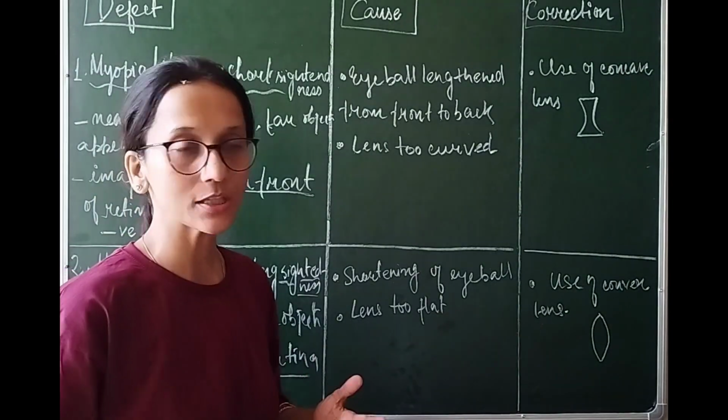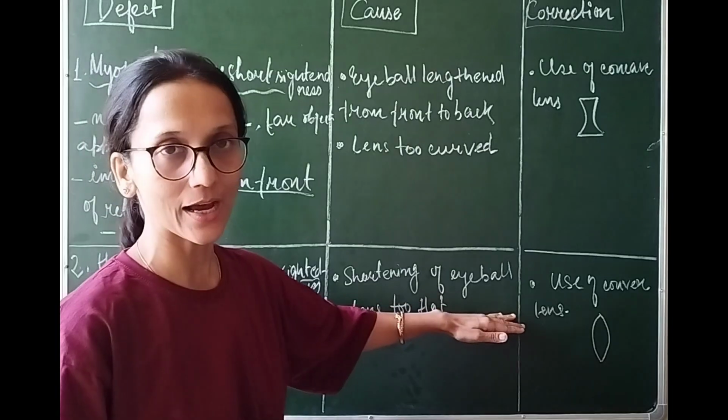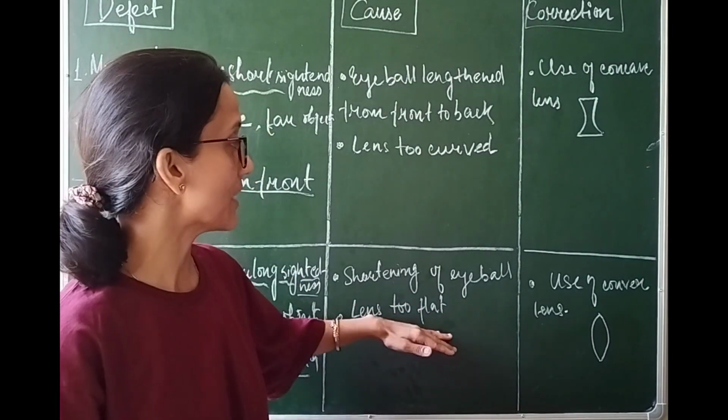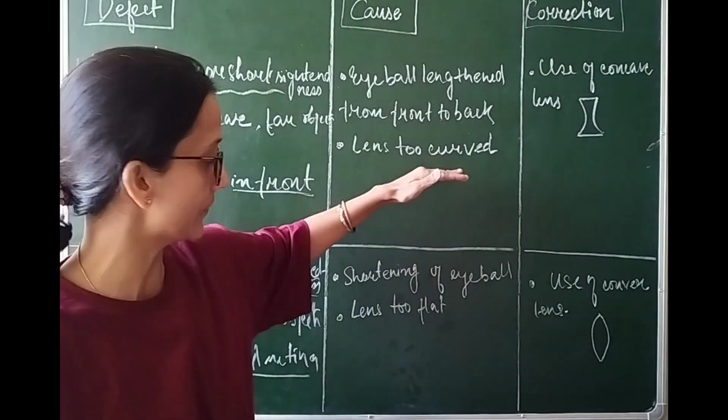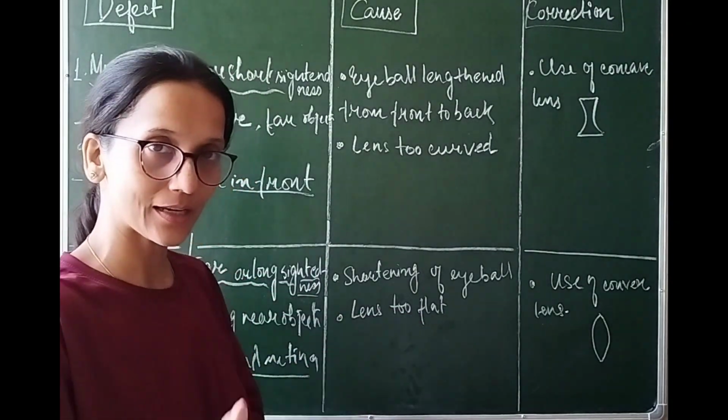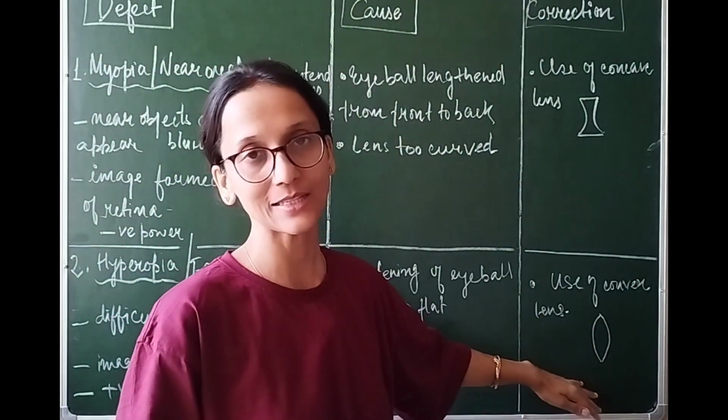Now what could be the causes for this? The first cause is shortening of the eyeball, and second is the lens now becomes too flat instead of becoming curved. Like in this condition it is too curved, here it is too flat. This can again be easily corrected by using a convex lens.